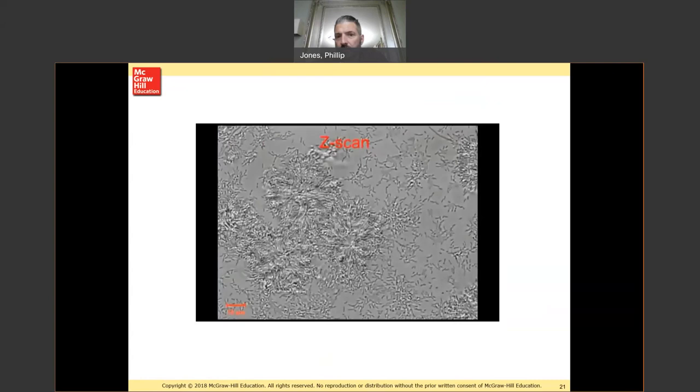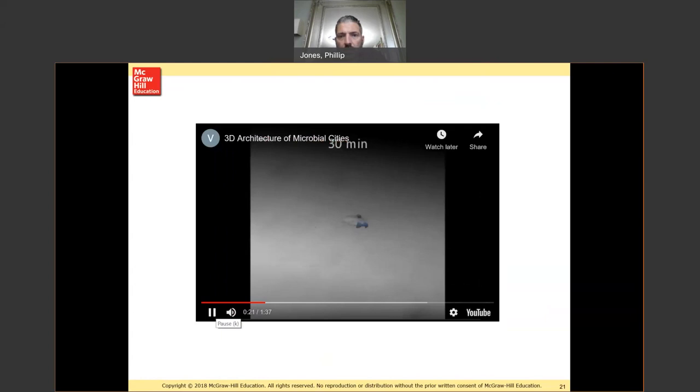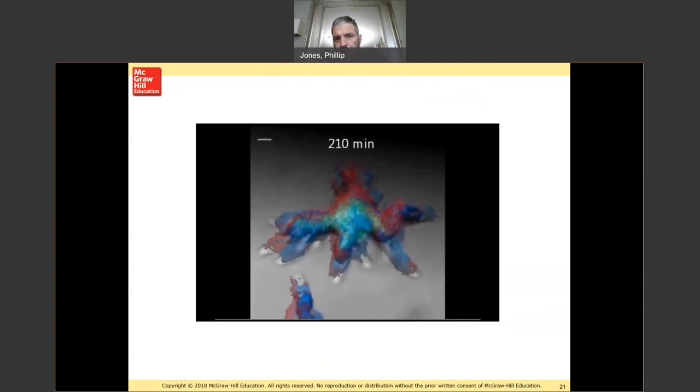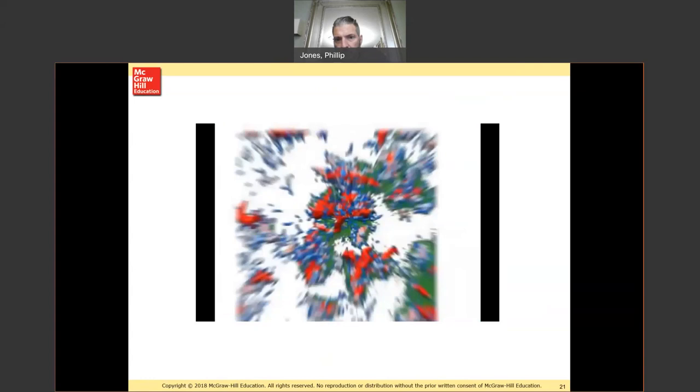Let's do binary fission. These are all growing on top of each other. That's a 3D view of how they're growing.